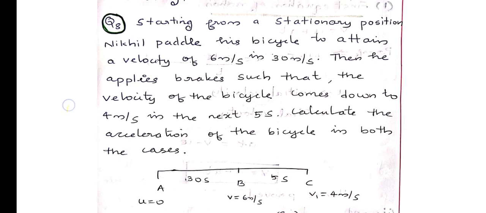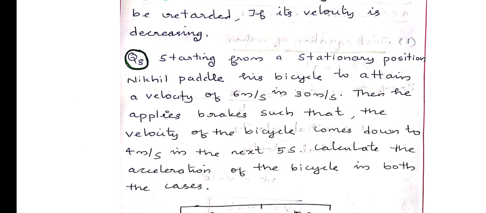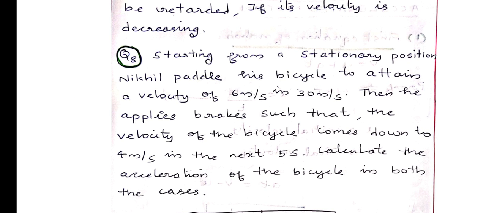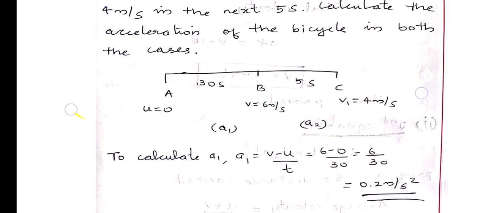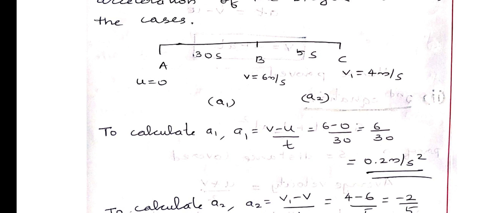I repeat, in the first 30 seconds, the velocity is 6 meter per second. In the next 5 seconds, the velocity comes down to 4 meter per second. Calculate the acceleration of the bicycle in both the cases. It's a simple question. So considering two cases, listen. What is acceleration? It is the rate of change of velocity, that is, change in velocity by time.